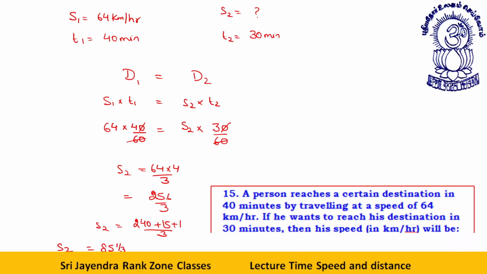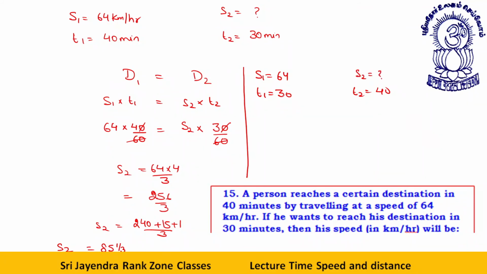But most probably, the question would have been: speed 1 would have been 64, and time 1 should have been 30, maybe it was copied late. Time 2 would have been 40. We would have to determine the speed 2.